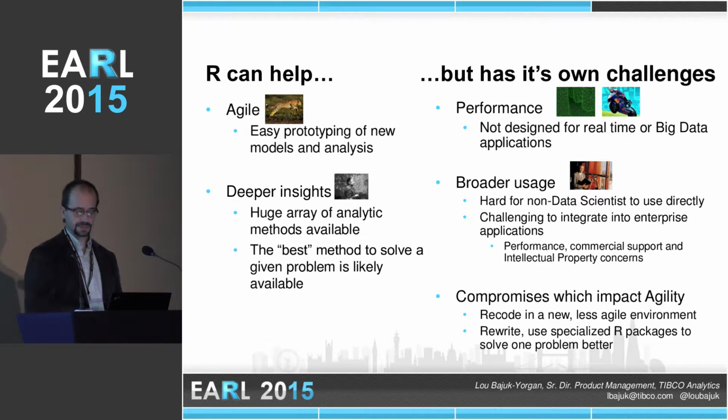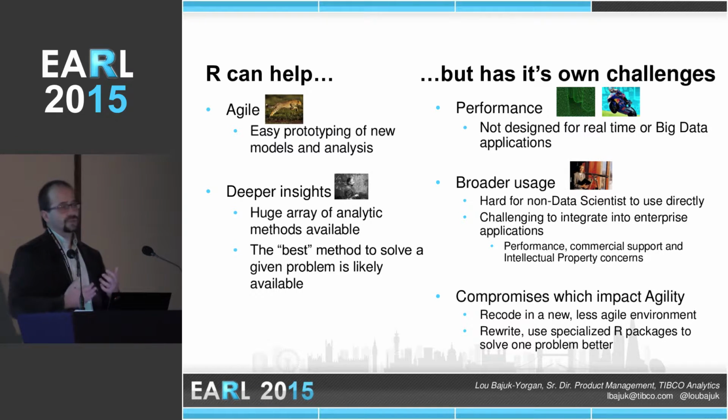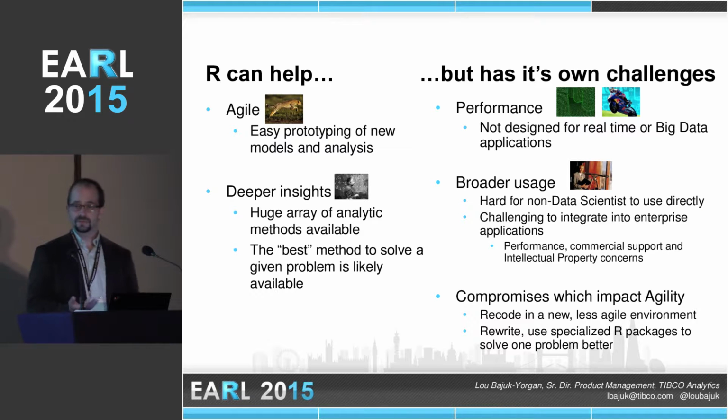And these compromises can impact the agility that you want to get in these applications. Often these compromises drive someone to recode what they've done in a less agile environment. One of the earlier speakers today was talking about taking their R models and recoding them into JSON, which I thought was very, very creative, but an extra step that you don't necessarily want to do.